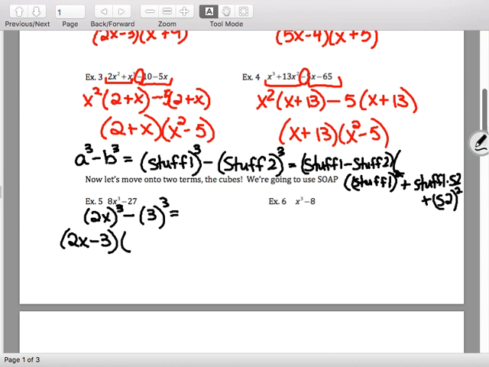Then you take stuff 1 and square it. 2x times 2x is 4x squared. You do the opposite sign. Then you take stuff 1 times stuff 2. 2x times 3 is 6x. Always positive. And then you take your 3, your stuff 2, and square it.